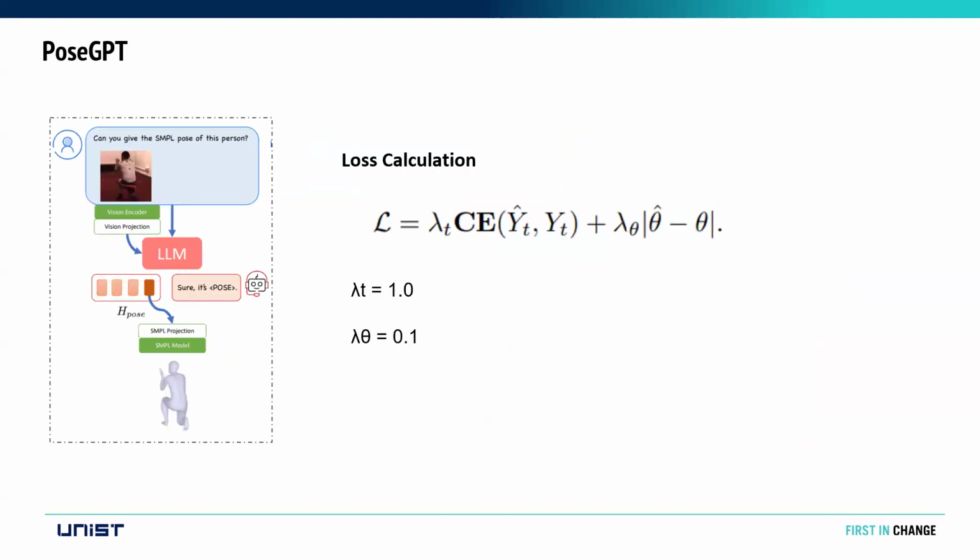So for the loss calculation, they calculate the loss between the predicted text output and the ground truth text. If PoseGPT is asked to estimate the 3D human pose, they also calculate the L1 loss between the output 3D pose and the ground truth 3D human pose. For the weight of the text, they set it to 1, and for the weight of the pose, they set it to 0.1.